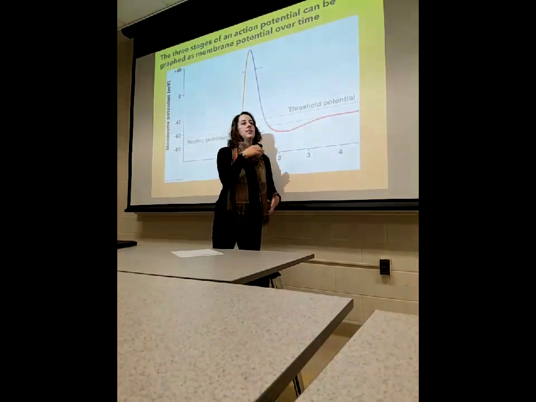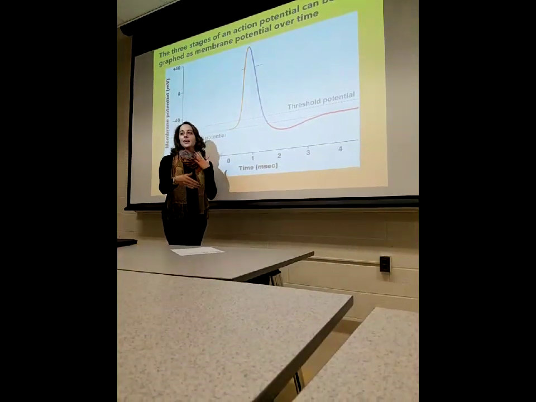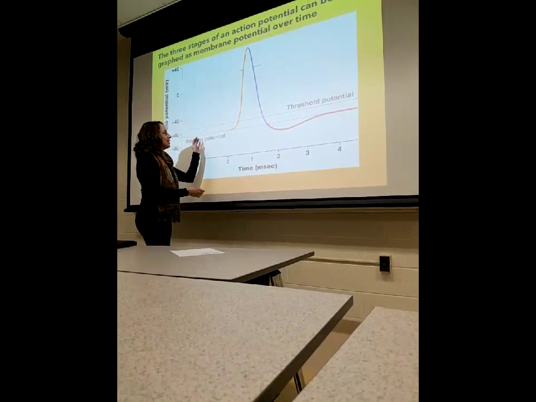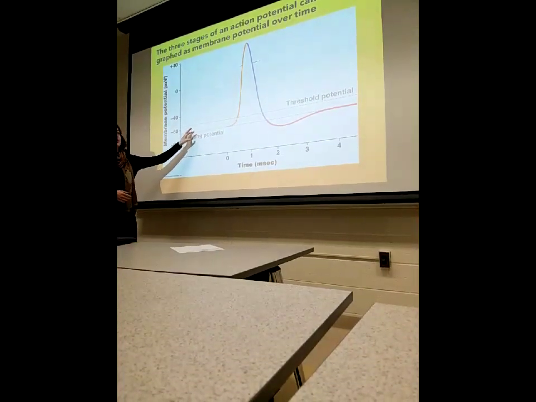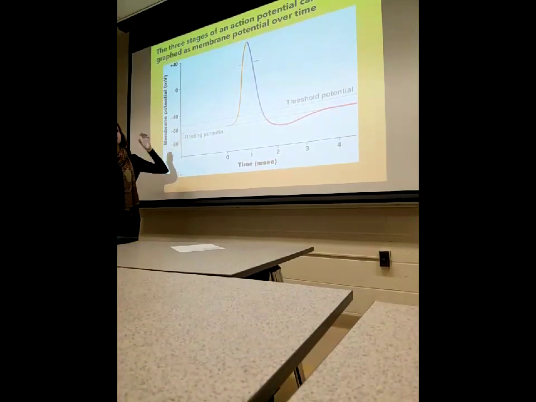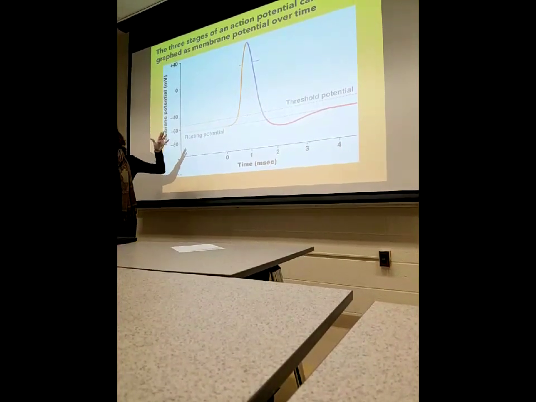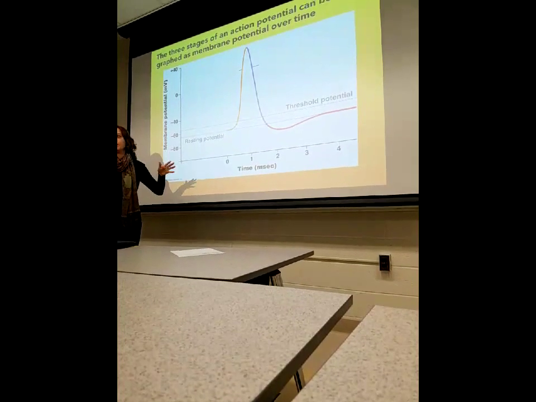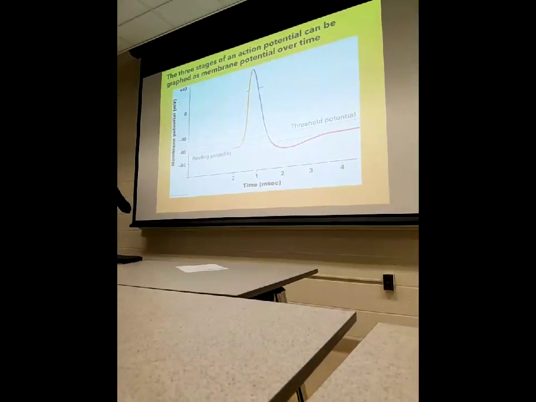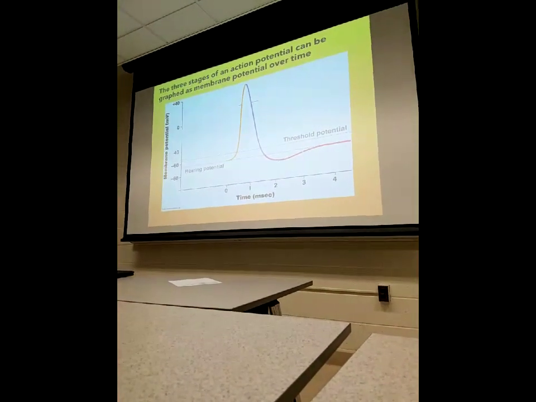So that is making the cell more and more negative, but the cell doesn't get super negative because at the same time you have those leak channels letting out some of the positive charge in the form of potassium. Okay, so next step.